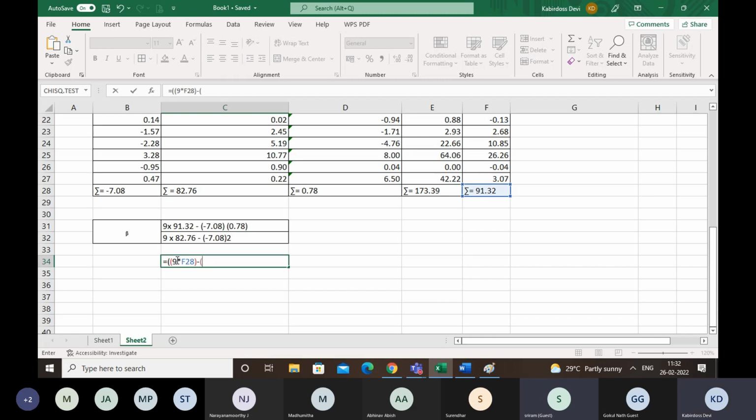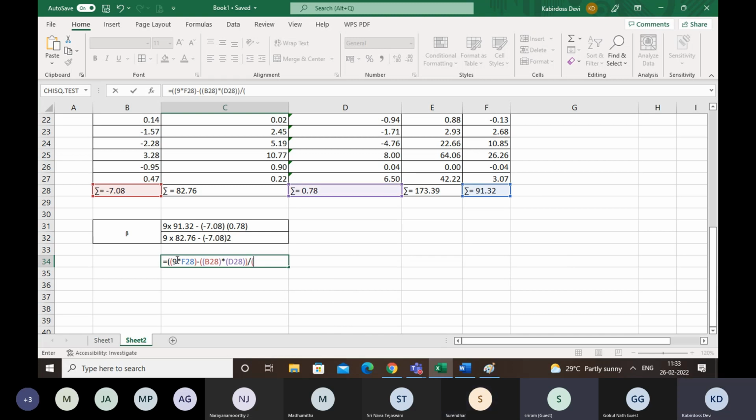Minus, I have to put B28, another command is D28, 1909. 1.19, you got it right, very good.